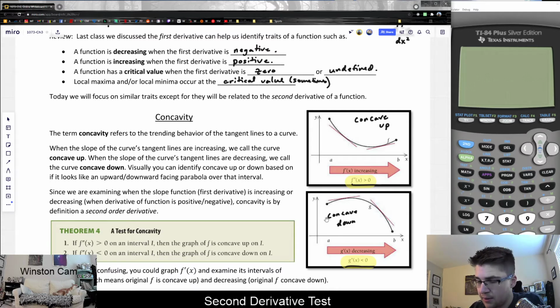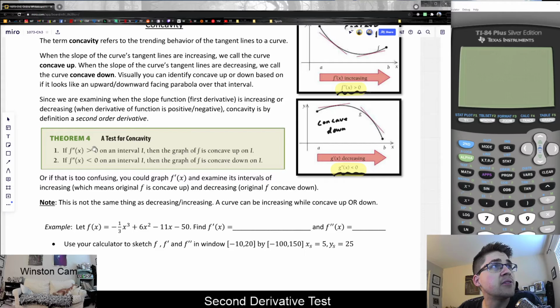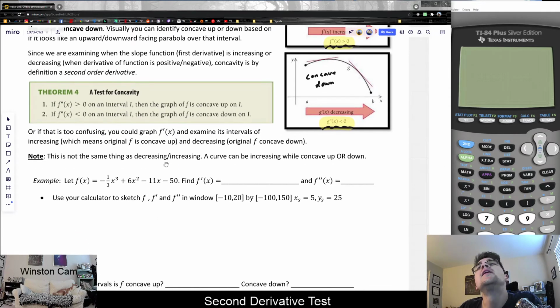Because just like we did last week, we can use the second derivative to determine intervals of concavity. And that's exactly what the test for concavity says. If f double prime is positive on an interval, then the graph is concave up. If f double prime is negative, it is concave down. So let's do a quick example.